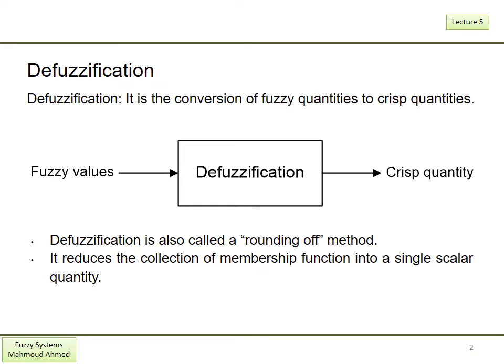We can represent this process with the shown block diagram. The input to this defuzzification block is the fuzzy values, and the crisp quantity comes out as the output from this block. Such a method can also be called a rounding off method. In this way, we can reduce a collection of membership functions into a single scalar quantity.